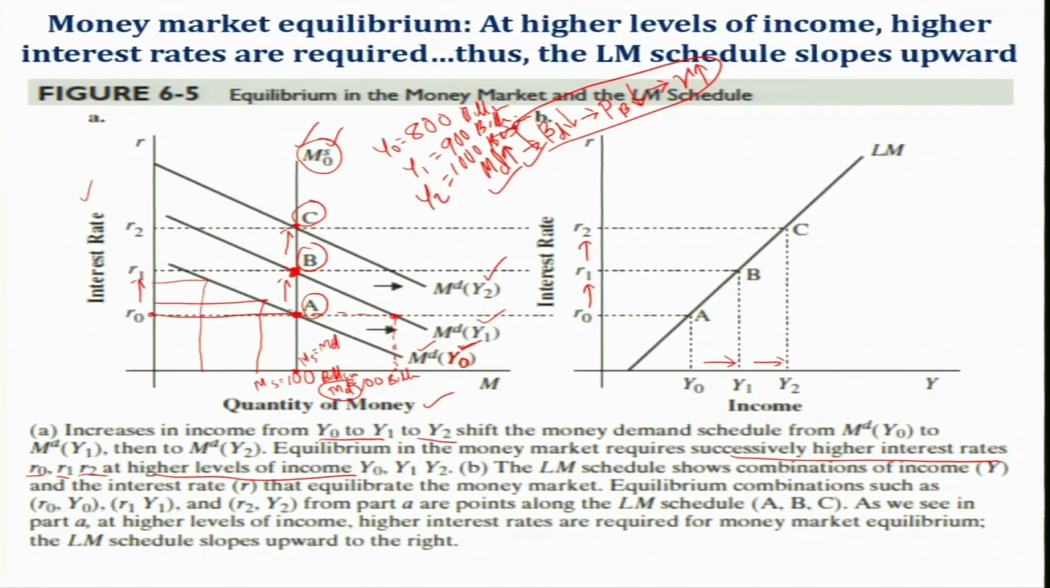rate of interest. So that means the equilibrium points are like that: the higher the GDP, the rate of interest also increases. So at higher levels of income, for the equilibrium in the money market, the equilibrium combinations such as this one lie along the LM schedule. We can see that higher income requires successively higher rates of interest where the money market is in equilibrium, that is, money demand is equal to money supply. Accordingly, we can see that the LM curve is upward sloping.